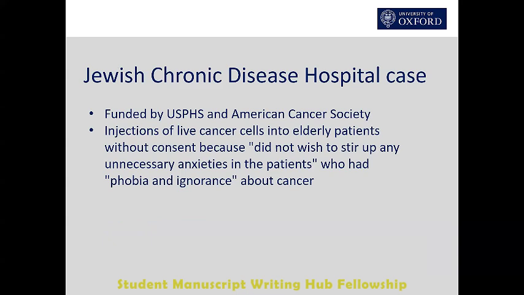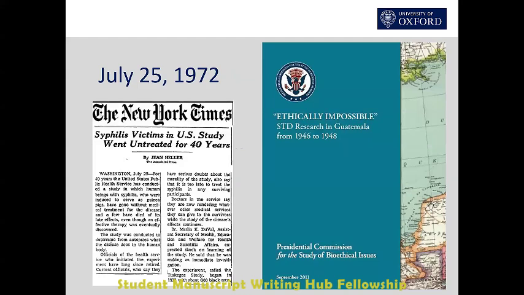There's also this history about the Jewish Chronic Disease Hospital case where liver cancer cells were injected into elderly persons without consent to see if it would establish cancer. And what's the excuse? You do not want to stir up unnecessary anxiety in patients who had phobia and ignorance about cancer. And of course, many of you might know the story of the syphilis study in America, where Black Americans were recruited for years, and they were studying the natural history of syphilis. When they started the experimentation before penicillin came, they made every effort that these people should not have access to penicillin, because you are studying the natural history.